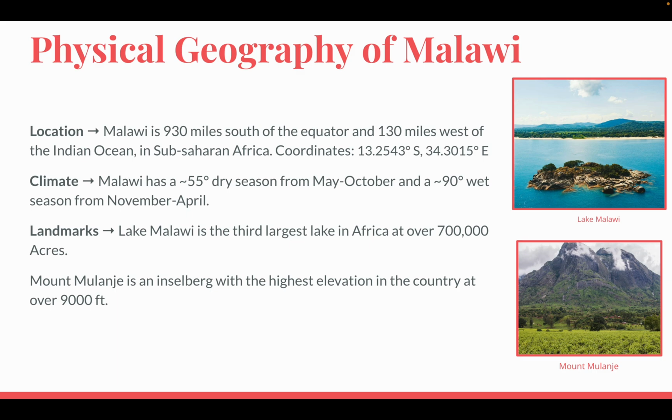As far as physical geography, Malawi is a little over 900 miles south of the equator and 130 miles west of the Indian Ocean, and it is considered a part of sub-Saharan Africa. Its coordinates are listed there.